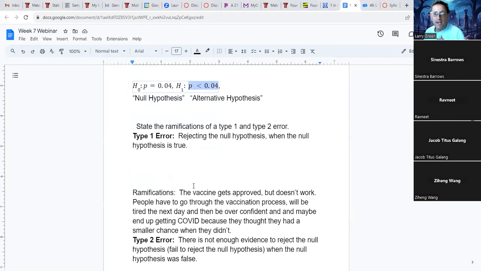For the type 1 error, the idea is we're saying we're able to conclude that the proportion is less than 0.04 when it wasn't. And that's bad, by the way. So the ramifications, well, if your testing ends up showing this vaccination is actually reducing COVID, when it's not, what's going to happen is the FDA is going to approve the vaccination. But unfortunately, it doesn't work. So people are going to have to go through getting vaccinated, and it does nothing for you.